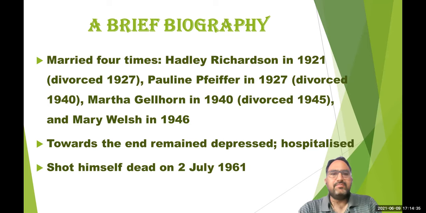He married another lady, Pauline Pfeiffer, in 1927, and this relationship remained for a long period of time, that is up to around 13 to 14 years, and then he got divorced in 1940. He married for the third time with a lady, Martha Gellhorn, in 1940, but after 5 years, in 1945, they got separated. And at last, he married Mary Welsh in 1946, when he was 47 years old.